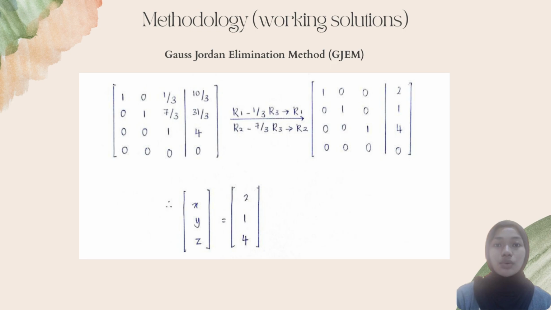First, we need to subtract row 1 multiplied by 1/3 from row 3. And last but not least, we subtract row 2 multiplied by 7/3 from row 3. Finally, we get our answer that X is 2, Y is 1, and Z is 4. What we can conclude is that the price of milk is RM2, bread is RM1, and a dozen of eggs is RM4.